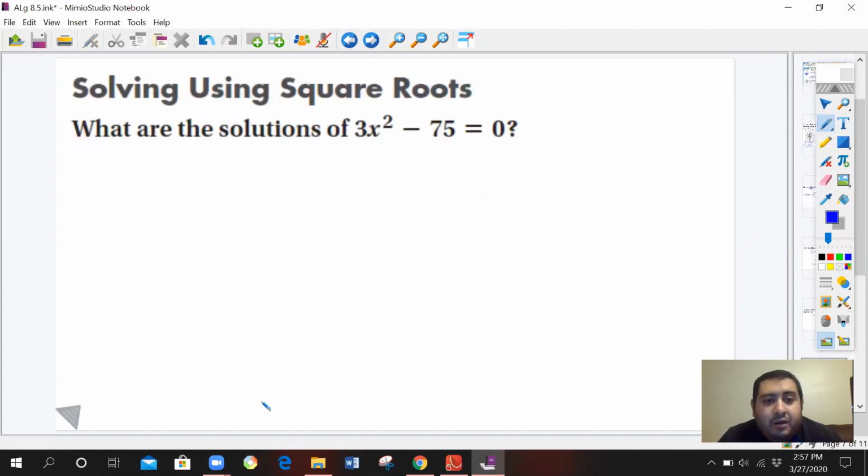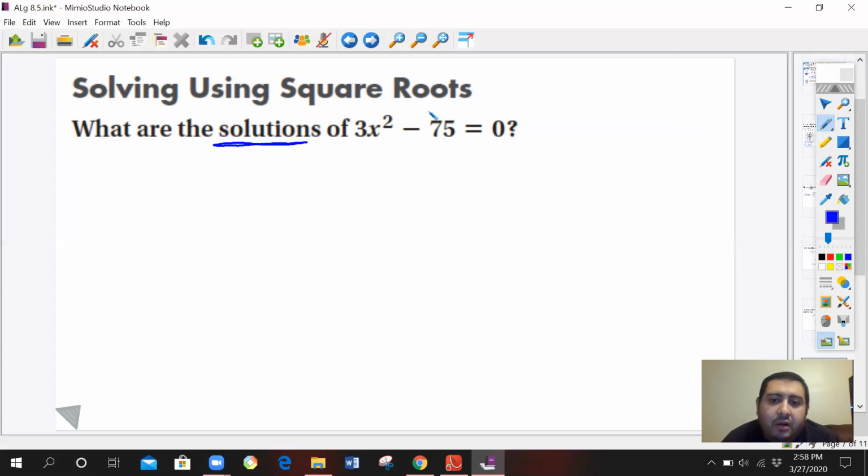All right, so we're going to be solving using square roots. So what are the solutions? Again, we're looking for the x-intercept. We already know how to graph this using the graphing calculator. You could also apply the square root method when you have a binomial. So that way it could save you a little bit of time and you can make things much faster in case you want to approach it this way.